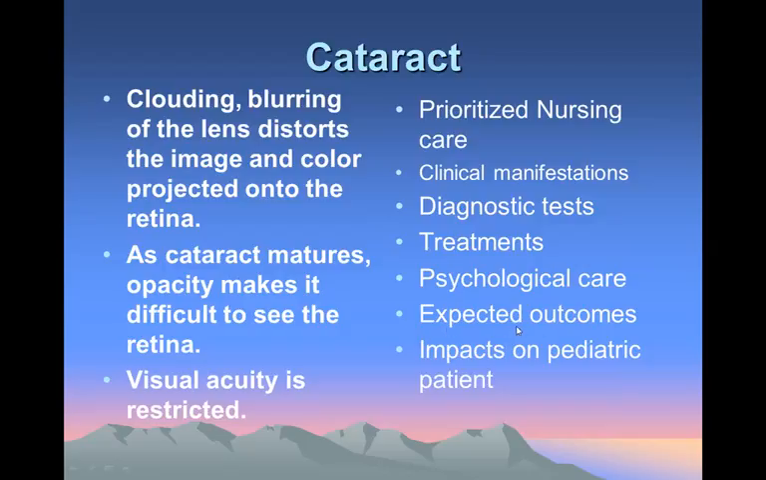Expected outcome is for the patient to have vision oftentimes better than before they started. And pediatric patients can get cataracts. Especially, it's more common in patients with light eyes. So that's another reason it's very important for patients with light eyes to wear sunglasses when they go outside.